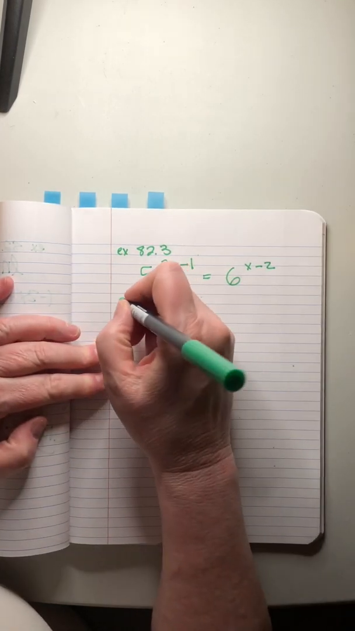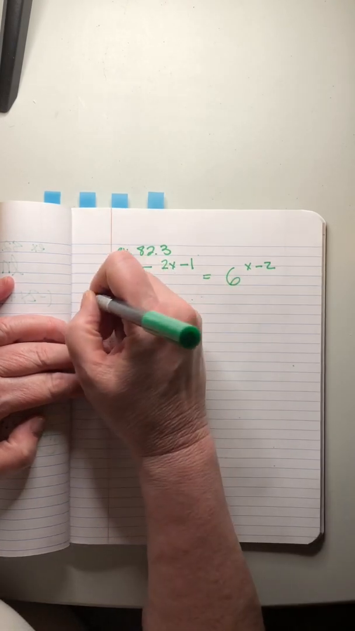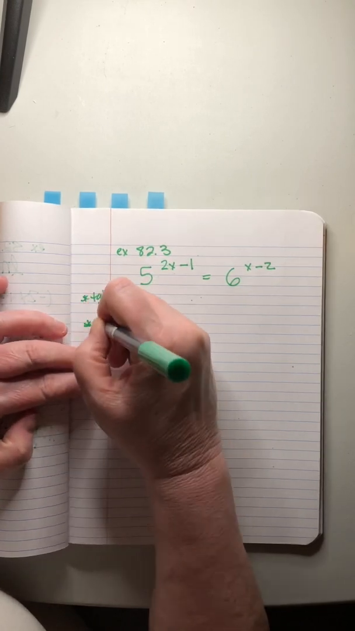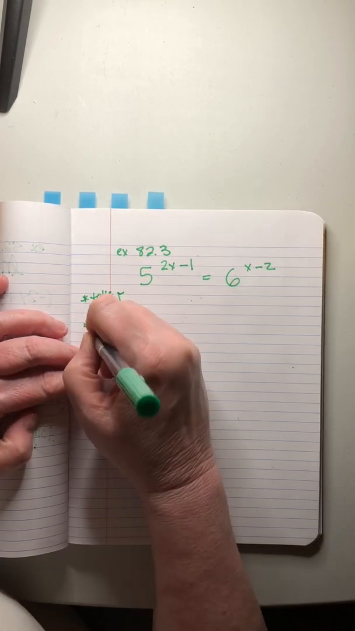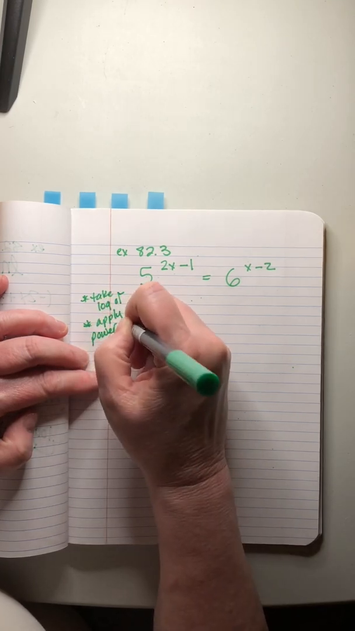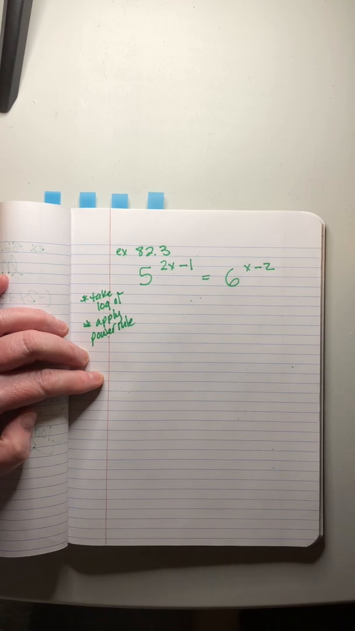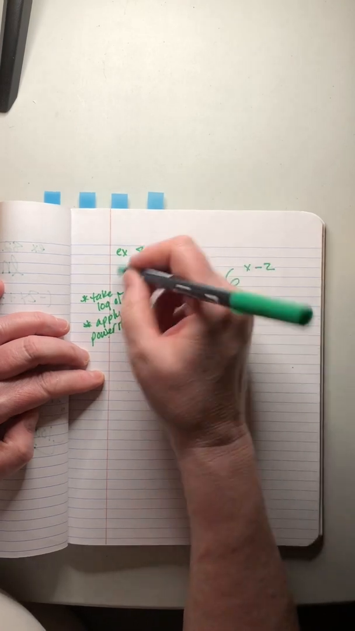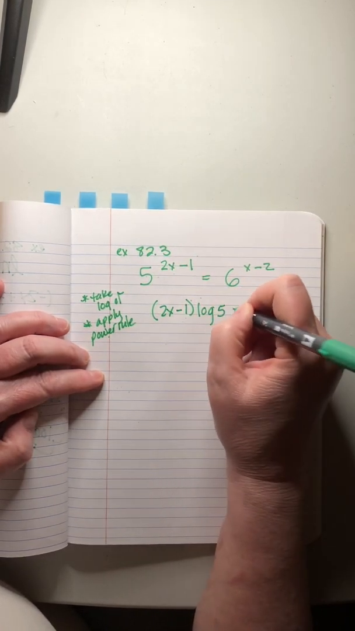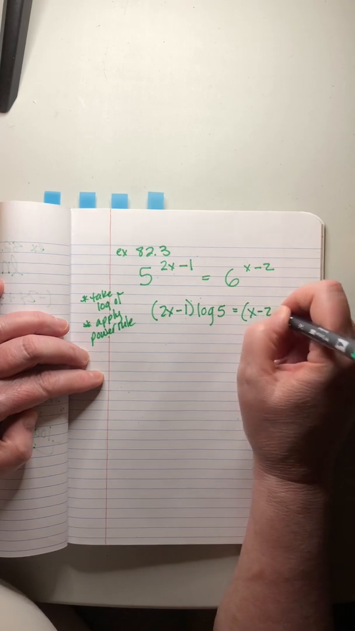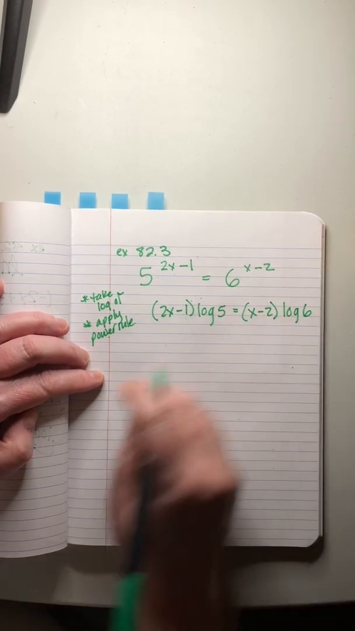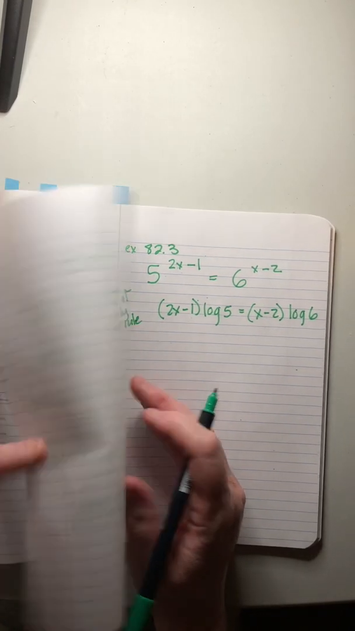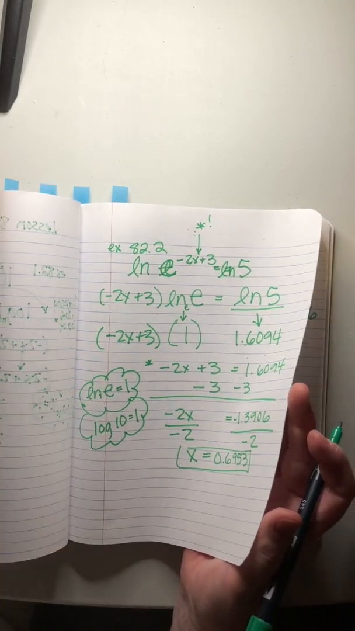That's my preference. So what we're going to do is take the log of both sides, and we're going to apply the power rule at the same time, right? Before we were doing them in separate steps, we're going to do it in one step now. So it's going to be quantity 2x minus 1, that jumps down, times the log of 5 equals quantity x minus 2 times the log of 6. Beautiful.